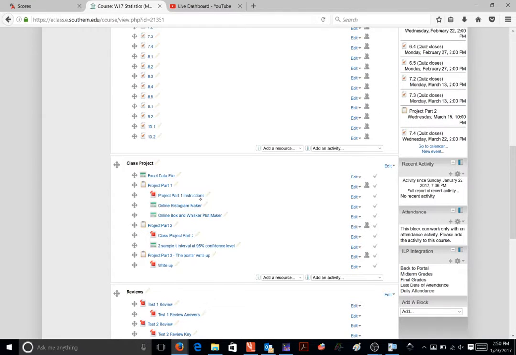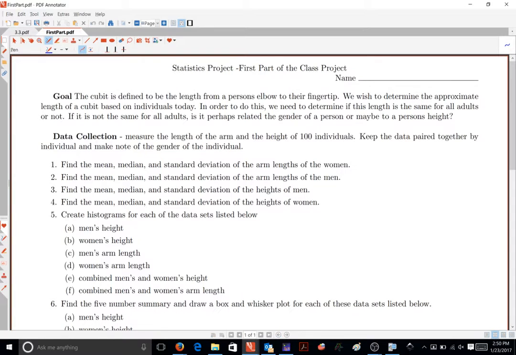You also have an online box and whisker plot maker. Here again, grab the data, drop it into this website. It will generate the box and whisker plot for you. Copy that to your file. That's all you're going to be doing for this. So let's go look at the instructions. Here are the instructions right here for the statistics project. Let's make this bigger.